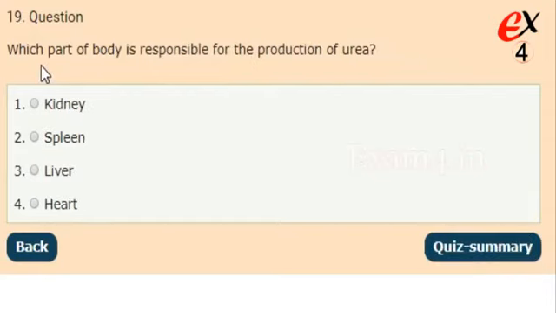Last one. Which part of the body is responsible for the production of urea? Options: kidney, spleen, liver, heart. Right answer is option 3, liver.